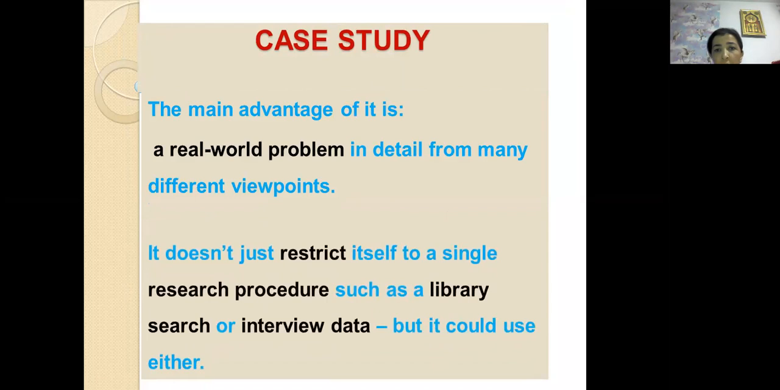So, the main advantage of case study is that it examines a real-world problem in detail from many different viewpoints. It doesn't just restrict itself to a single research procedure, such as a library search or interview data, but it could use either.